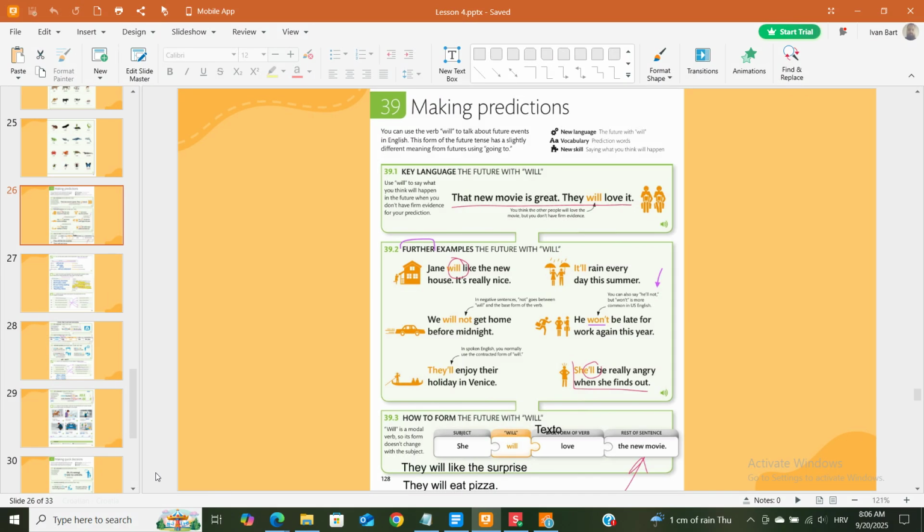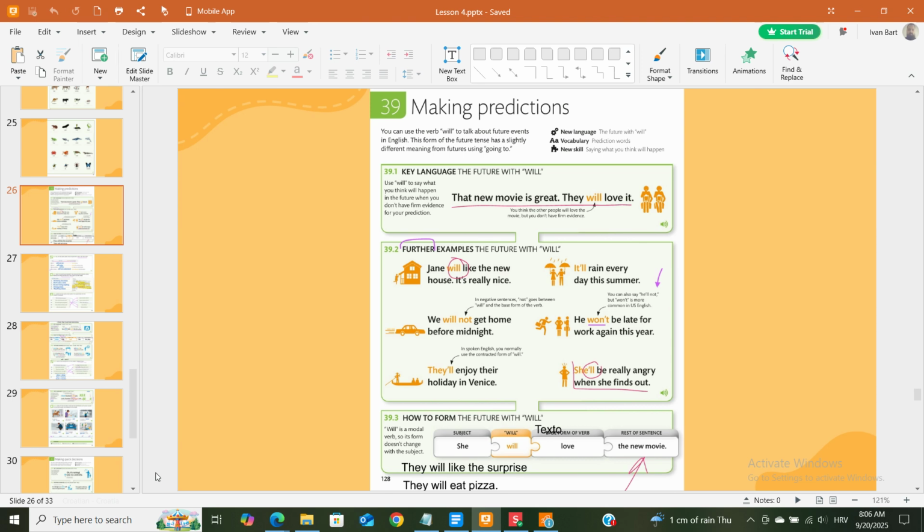New language: the future with will. Vocabulary: prediction words. New skill: saying what you think will happen. That new movie is great. They will love it. You think the other people will love the movie, but you don't have firm evidence.